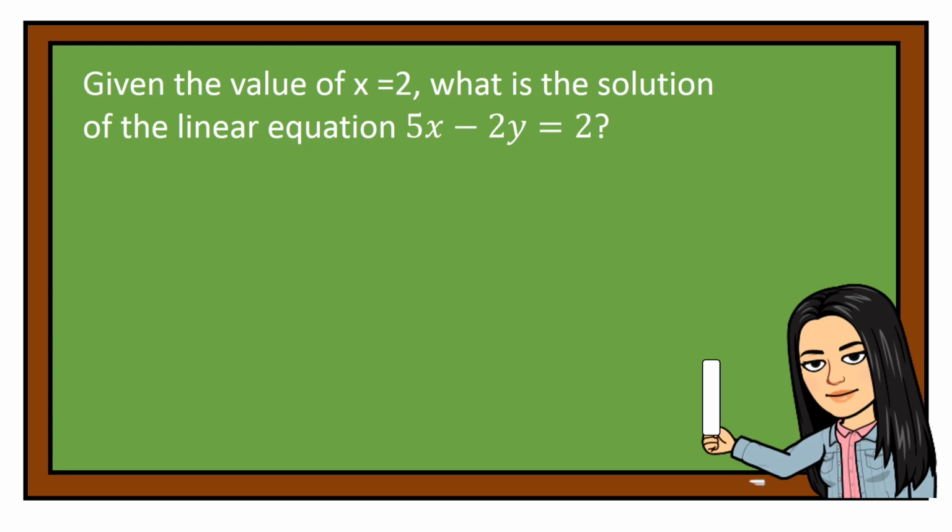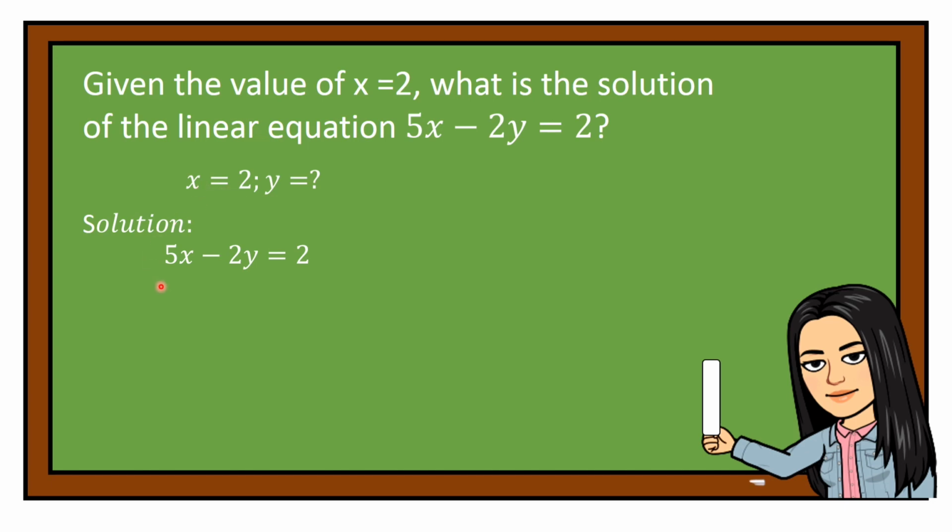Given the value of x equals 2, what is the solution of the linear equation 5x minus 2y equals 2? If x is equal to 2, what is the value of y? So for our solution, let us have the linear equation in two variables, which is 5x minus 2y is equal to 2. And then x will be replaced by 2.